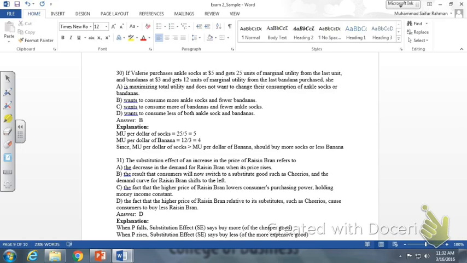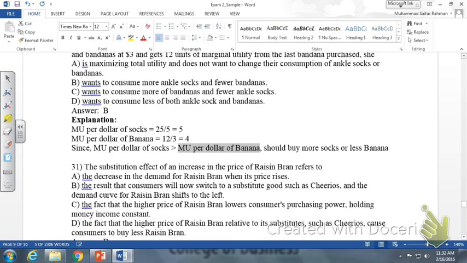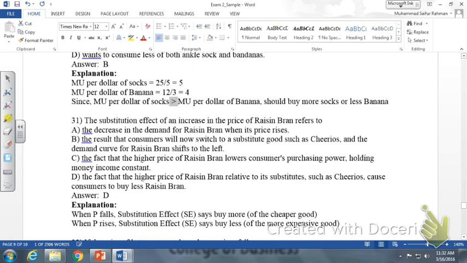So that's one question. Question number 30 is a variation of what we have covered today and yesterday, where you have 2 goods, you calculate the marginal utility per dollar between the 2 goods, and you figure out how you can maximize your utility. What you will find is that out of these two goods, one is socks and the other one is banana, the marginal utility per dollar on socks is higher than marginal utility per dollar of banana. So we know that whenever we have an inequality like this, you always buy more of the left-hand side goods. So you buy more socks and you buy less banana. So it's a very straightforward question.